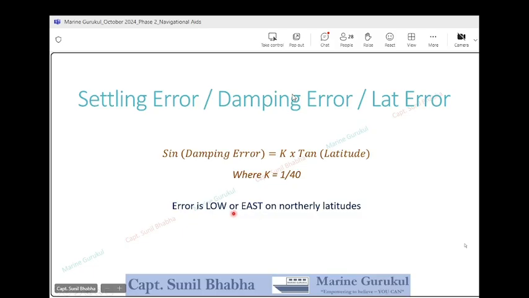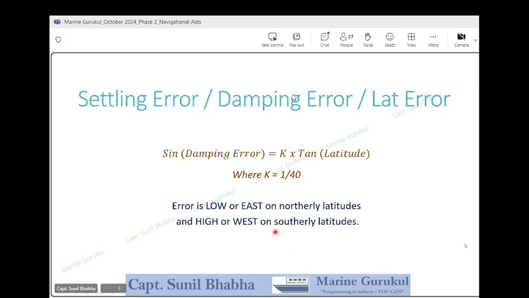Now an easterly error is also known as low error. In case of the gyro, the low and high format is more frequently used to indicate the error of the compass. East and west is more frequently used in case of the magnetic compass. But both these terms are interchangeable. You can denote the error as east or as low. This can be easily memorized by the idiom: error east, compass least. Whenever the error is east, the compass will be least, or the gyro error will be low.